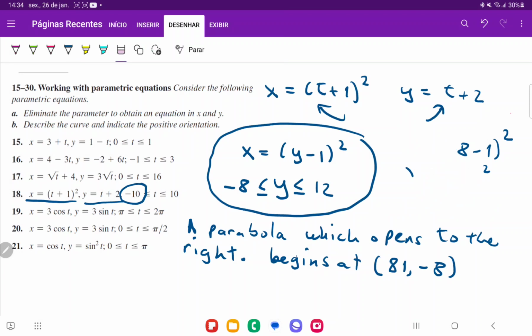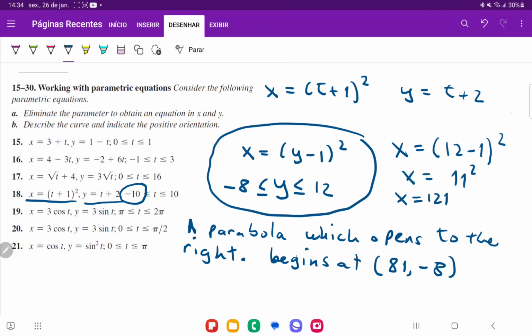And now we're just going to test the upper boundary, where it ends. The upper boundary is y equal to 12. So we're going to plug that into the x equation. x is going to be equal to 12 minus 1, squared. So x is equal to 11 squared, which means that x is 121 when y is equal to 12. So it begins at the point 81 comma minus 8 and ends at the point 121 comma 12.